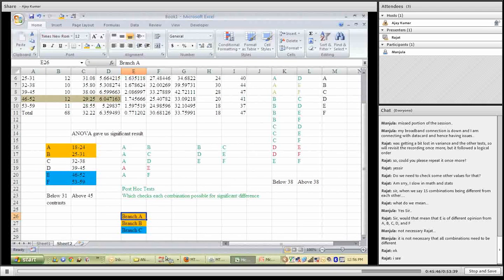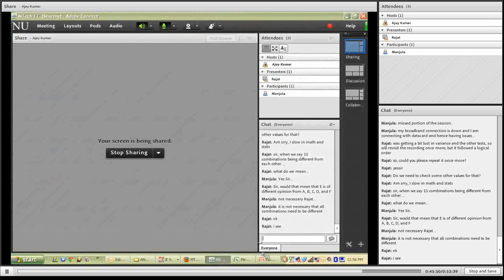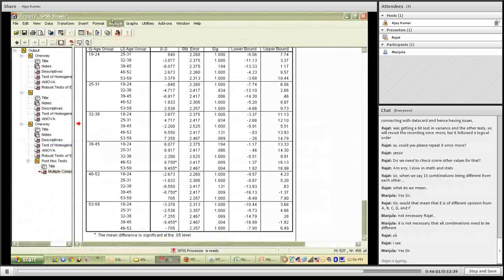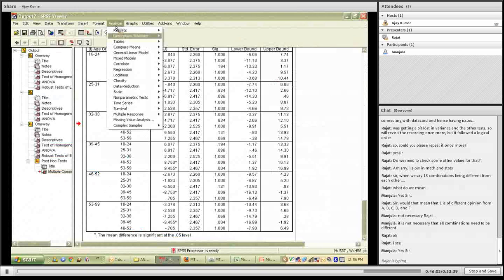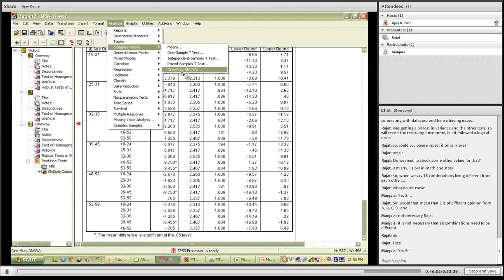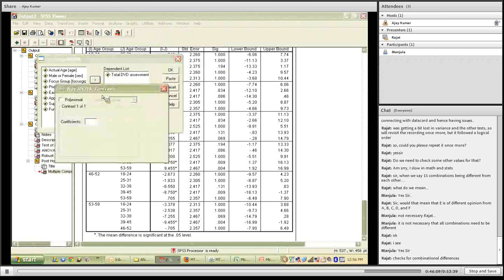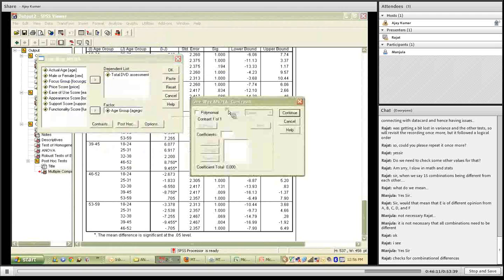So getting back to SPSS, have you understood this? What does contrast do for us? Okay, so let's quickly go to SPSS and try to do it. So analyze, then compare means, then ANOVA, right? So here are the contrast tests. So I'll click on contrast. I will try to form contrasts here, right?